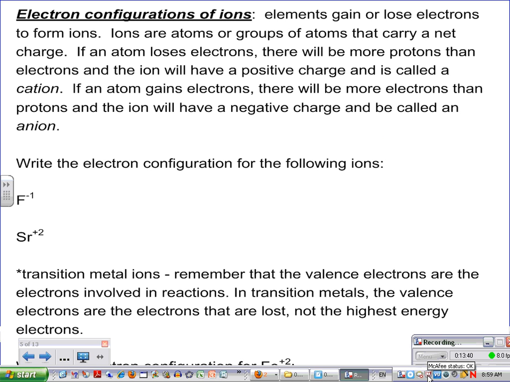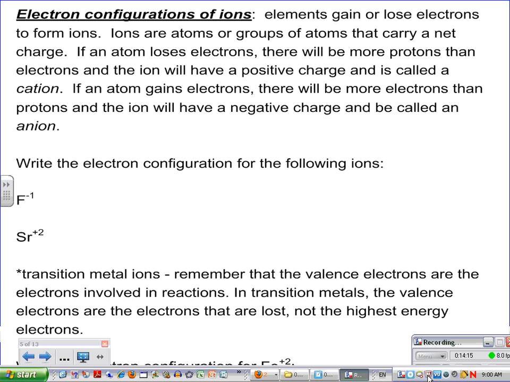Okay, so now everybody's feeling comfortable with electron configuration and orbital spin diagrams. So now what we're going to do is some electron configuration for ions, remembering that an ion is any atom that has a charge. As we read through this, it says that elements gain or lose electrons to form ions. They carry a net charge. If they lose electrons, they're going to have more protons than electrons, so therefore have a positive charge. If they gain electrons, they'll have more negatives, therefore having a negative charge.